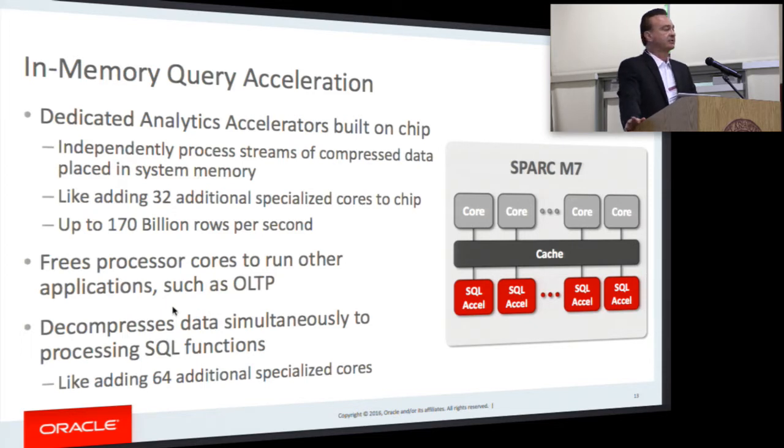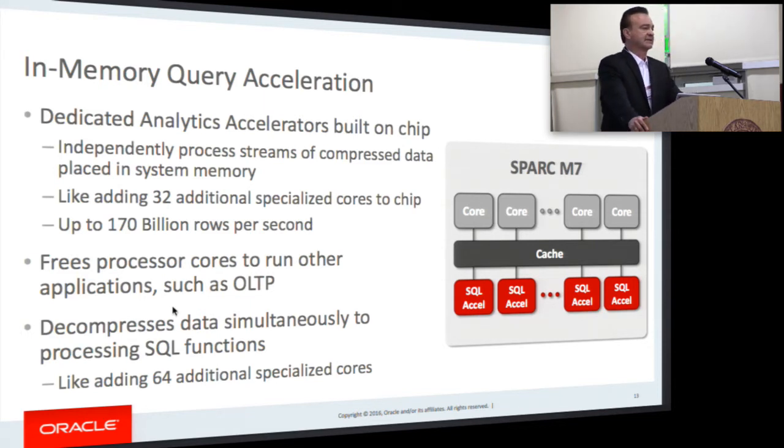So we have 32 of these analytics pipelines built on the die in those 4 blocks. It's somewhat like I said, we have a 32-core processor. It's somewhat like adding 32 additional processors. They can operate up to 170 billion rows per second. And not only do they perform operations, but they run concurrently with the other cores on the die. So in this case, of course, the cores could be running OLTP operations while the analytics accelerators are running low-level operations for data analytics.